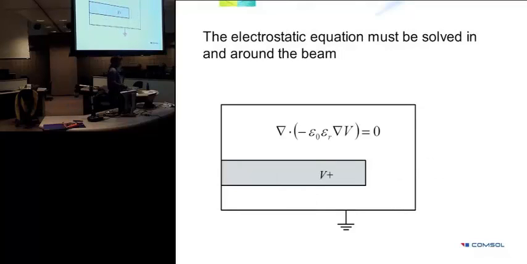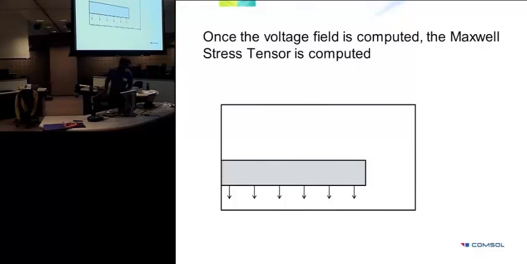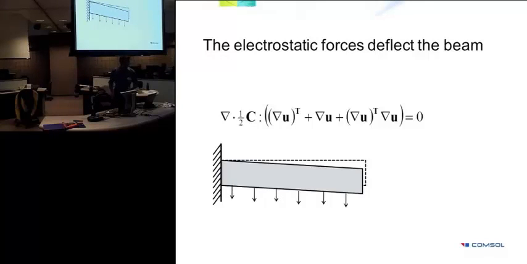from the ground plane. And the first thing that you need to solve for is electrostatics, not just around the beam, but within the beam as well. And all parts of this problem are computed using the finite element method. After you solve for the electrical potential difference, you can calculate the Maxwell stress tensor, or the electrostatic forces exerted on that beam. Those forces will be applied to the structural mechanics part of the problem, so that acts as a boundary condition for structural mechanics, causing the beam to bend.